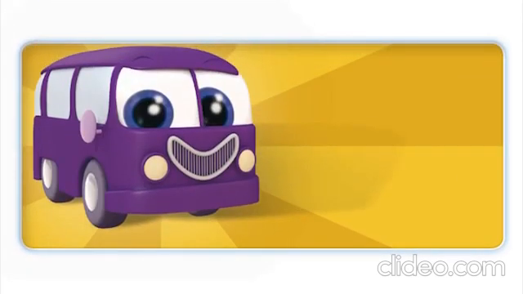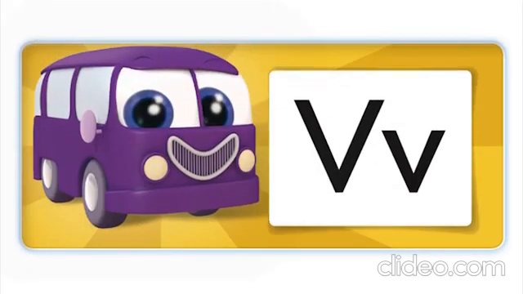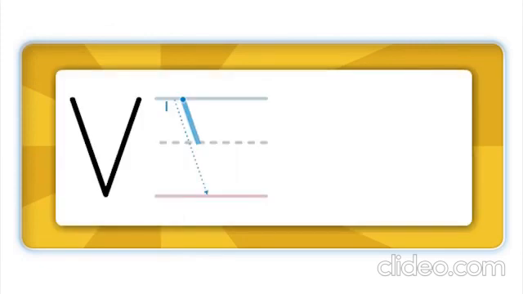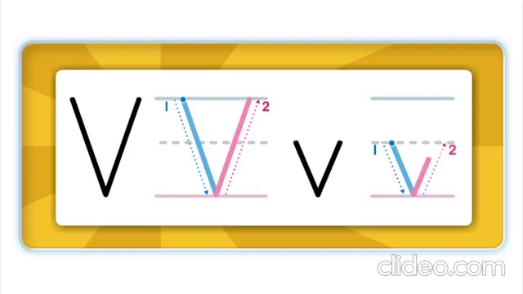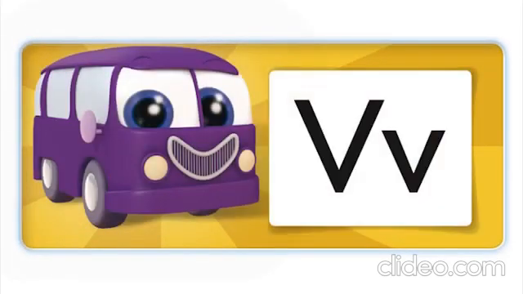Hello, I'm a violet van. This is the V sound. This is the letter V. V, V, violet van. What's the beginning sound? V. What letter is this? V.